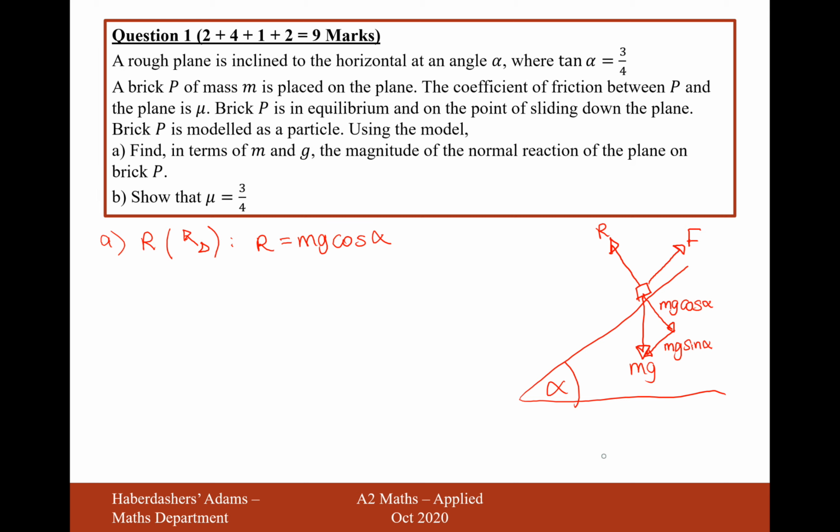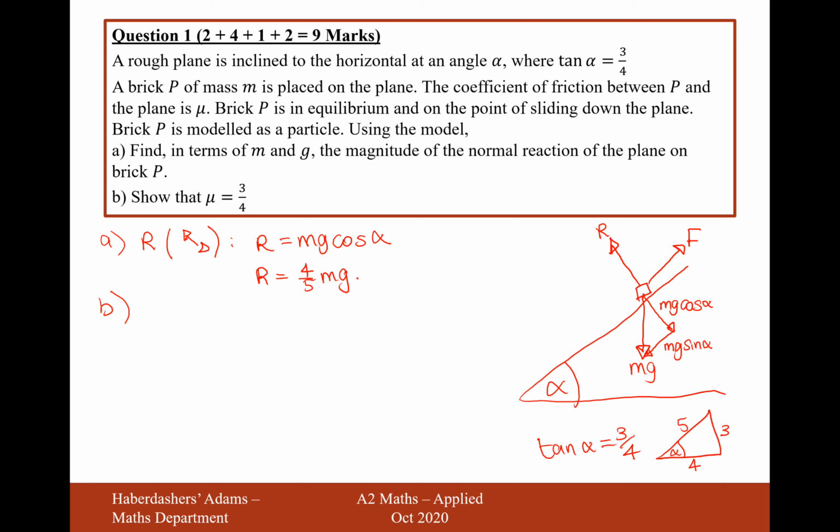And we may want to simplify our answer by giving an actual answer for what cos of alpha is equal to. Let's just remind ourselves that tan alpha is equal to 3/4. So when I draw myself a little triangle, it's going to be 3 on the opposite, 4 on the adjacent. That makes it 5 on the hypotenuse. So for the cos angle, it's going to be 4/5. So R equals 4/5 mg. And there we are, that's our answer to part A.